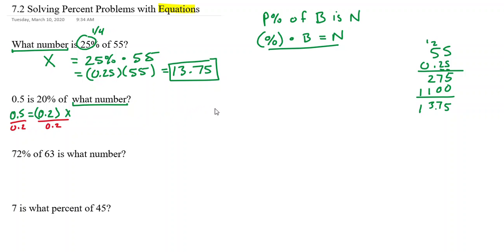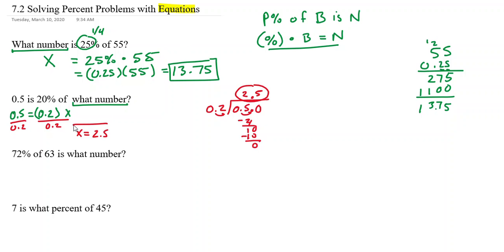Now, I'm a little bit worried about this. This is not going to come out well, but I'm going to go ahead and do it. 0.2 goes into 0.5. How many times? Well, first of all, we move the decimal over one space. Decimal is going to go right there. 2 goes into 5 two times. 2 times 2 is 4. 5 minus 4 is 1. Bring down a 0. 2 goes into 10 5 times. 2 times 5 is 10. Remainder is 0, so we get 2.5. x equals 2.5. So 0.5 is 20%, or 1/5 of 2.5. And that, again, makes perfect sense. 2.5 divided by 5 is 0.5.